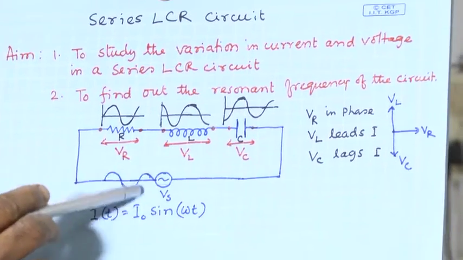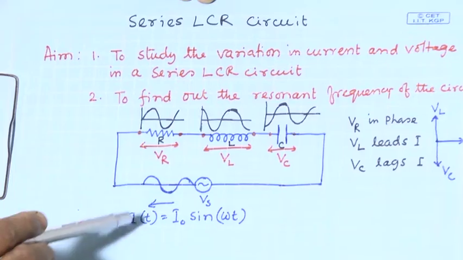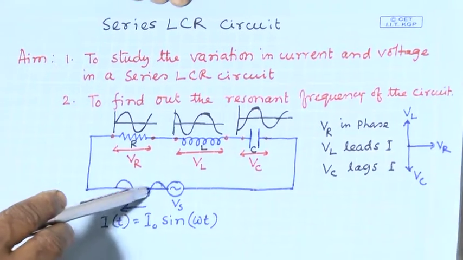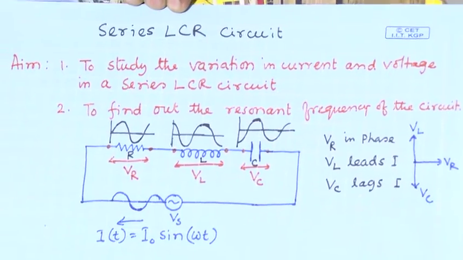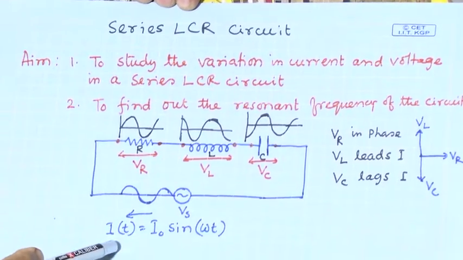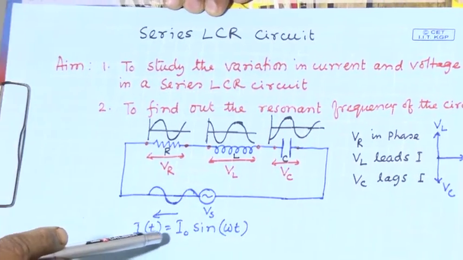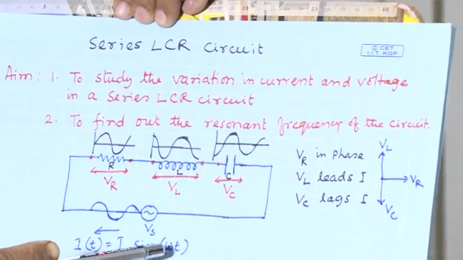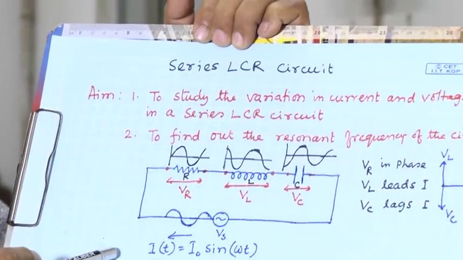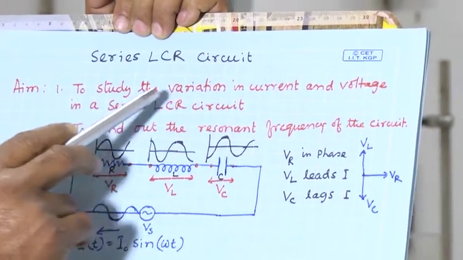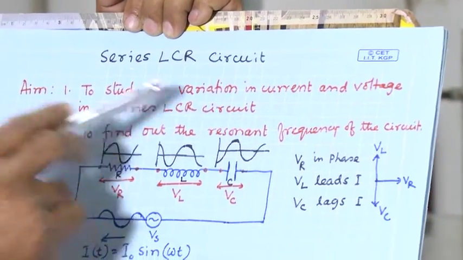This is basically an AC power supply. So from here you will get current in this circuit, because this voltage is basically AC voltage. So you will get current of the same frequency. This current will vary in this circuit as I(t) equals I0 sin omega t, right. So what we will study in this experiment is basically the variation of current and voltage in this LCR series circuit.